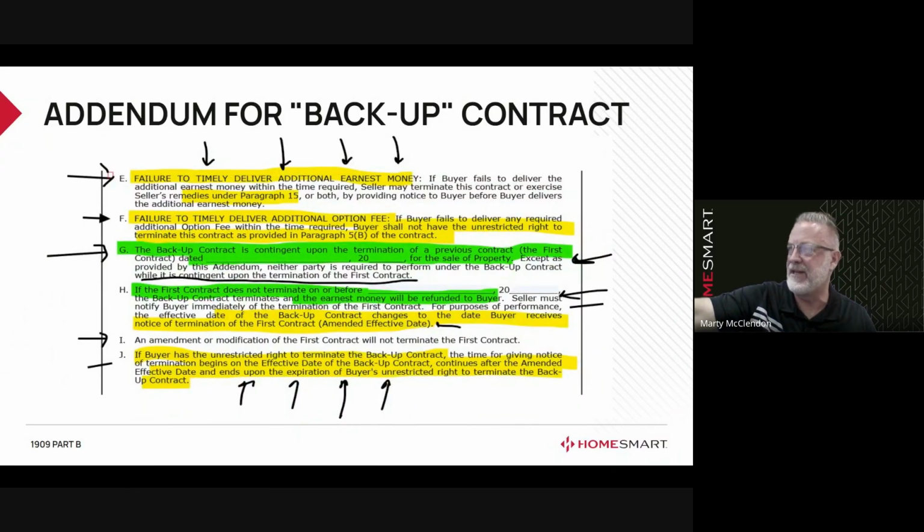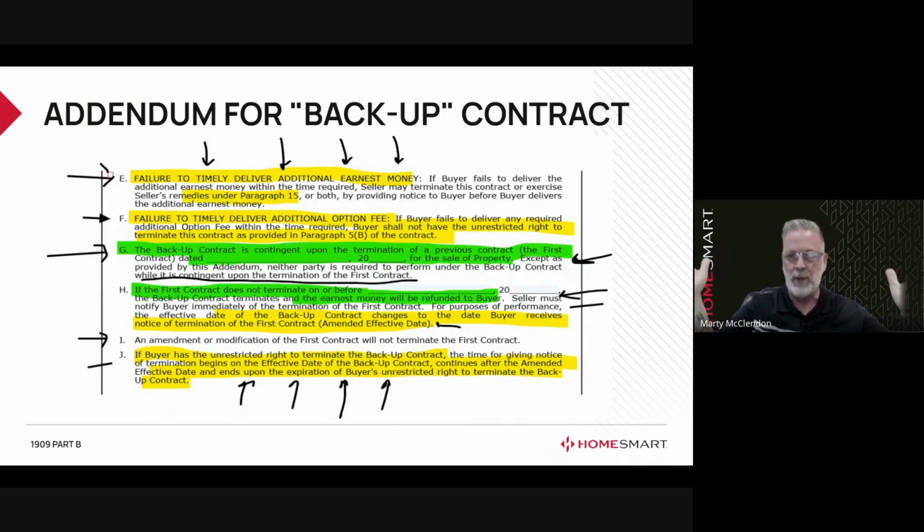Additional earnest money, additional option fee. The backup contract is contingent. There's your contingency, which requires a notice upon the termination of the previous contract. The first contract dated, what's the date of the contract the seller actually has for the sale of the property? Except as provided by this addendum, neither party is required to perform under the backup contract while it is contingent upon the termination of the first contract.